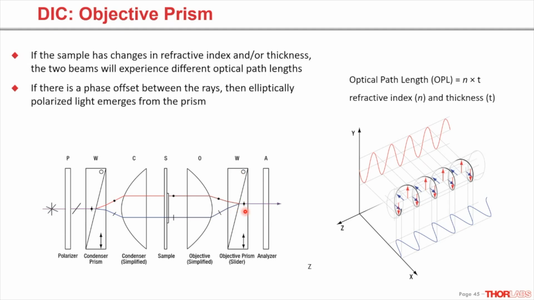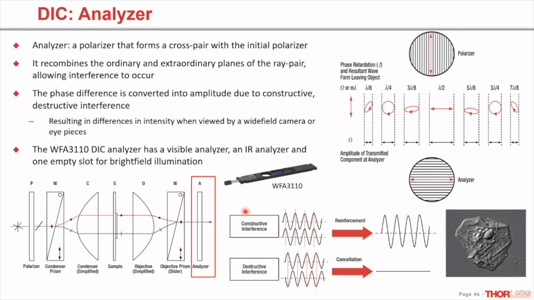And that is important because the last optical element for DIC is an analyzer, which is a polarizer that forms a cross pair with the initial polarizer. So here's the initial polarizer, and this is the analyzer, which forms the cross pair. Starting from the most simple form, as if there was no sample and no effect, light leaving that second Wollaston prism will be polarized linearly and will be completely blocked by this cross-paired analyzer.